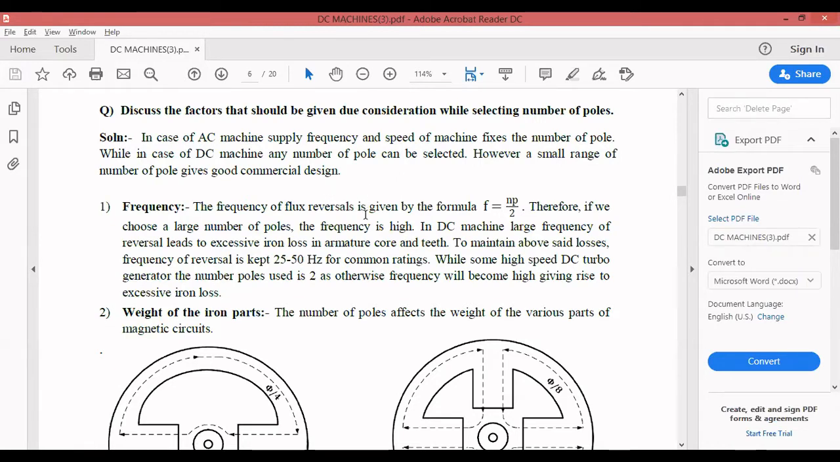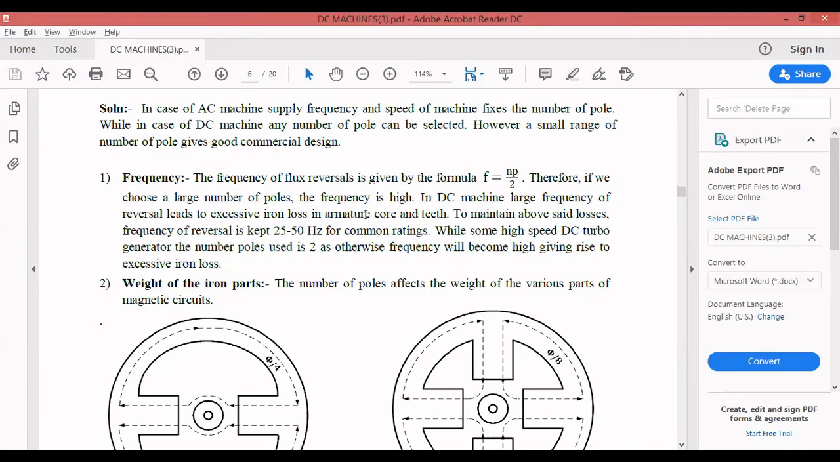The first factor is frequency. The frequency of flux reversal is given by the formula f = Np/2. Yesterday we discussed the frequency of flux reversal, as the armature comes under the north pole and south pole alternately. So if you choose a large number of poles, the frequency is high. Since f = Np/2, frequency is directly proportional to the number of poles. If you go for more poles, the frequency of flux reversals will be more.